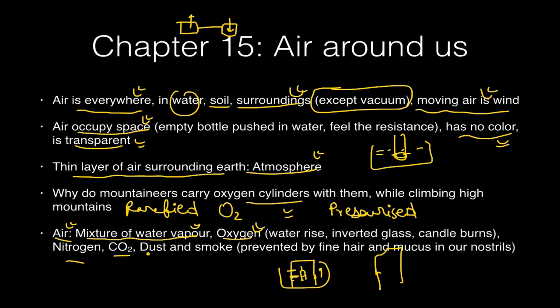Now nitrogen, CO2, dust, smoke, everything is present in air. How are dust particles prevented? Up to a certain size, they are prevented by fine hair and mucus which is present in our nostrils, which trap them there and then.